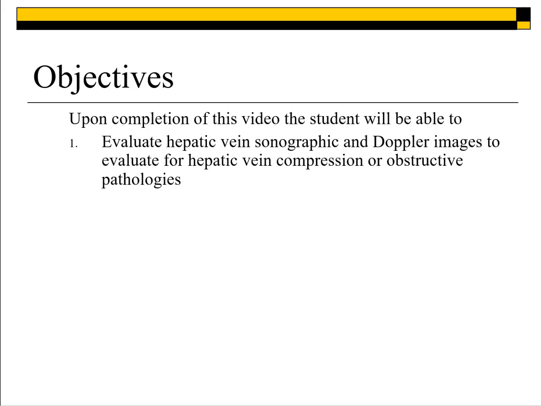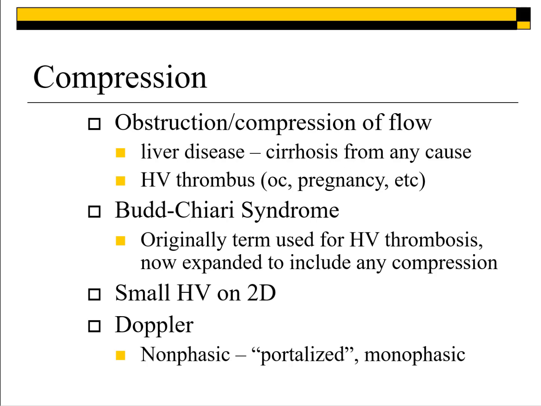Upon completion of this video, you should be able to evaluate hepatic vein images and spectral waveforms to evaluate for hepatic vein compression or obstructive pathologies in the hepatic venous system. So we have obstruction or compression of flow, as we talked about earlier, caused by any sort of liver disease, cirrhosis from any cause. Remember, cirrhosis can be from alcohol, it can be from virus, hepatitis, and as that progresses to more severity, it can be cirrhosis. So any sort of liver disease can cause compression of flow.